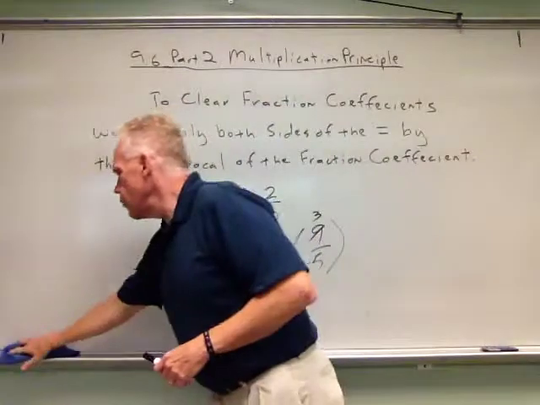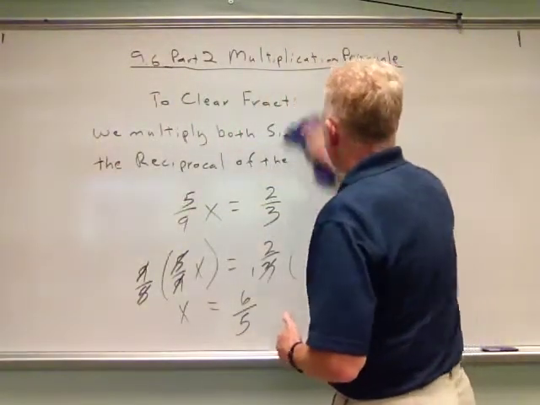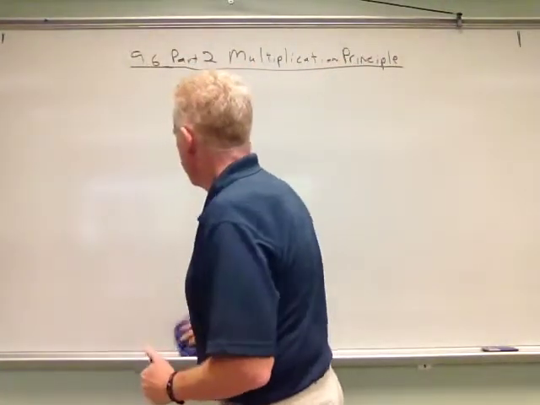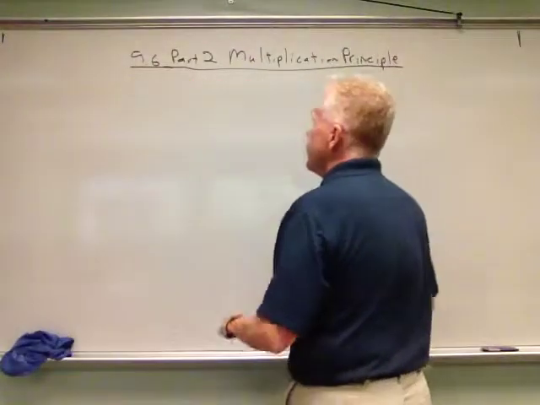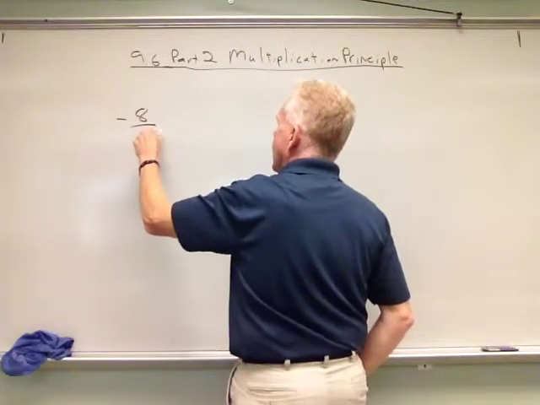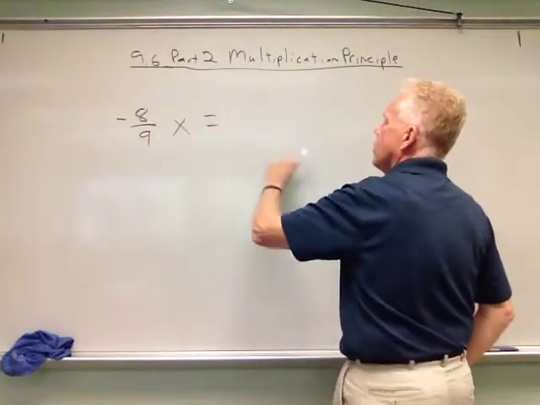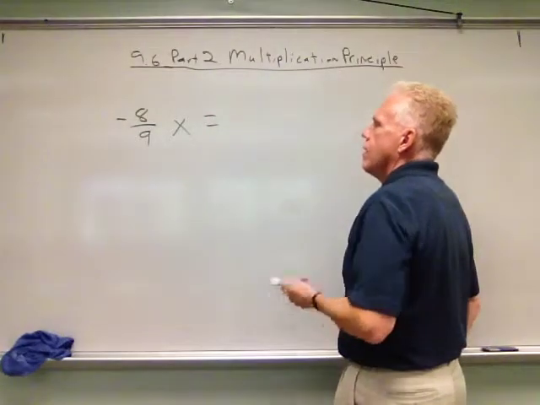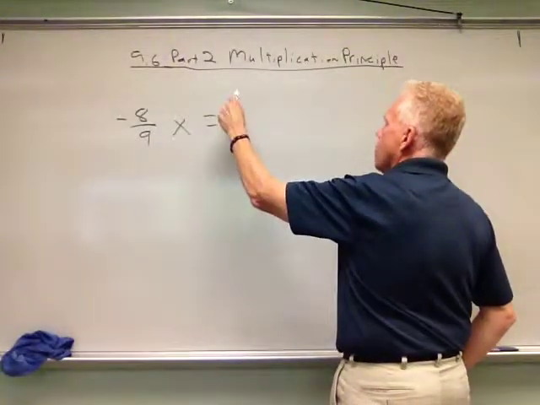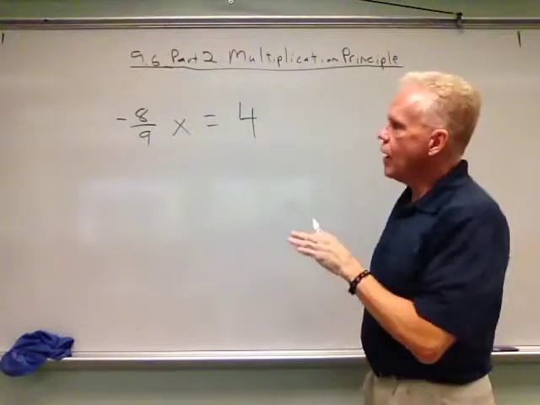Okay? Let's do another one of those so you can see a bit more about how that works. And this time we'll throw a negative in there. It won't really make a whole lot of difference, but let's do that. Negative 8/9 x equals 4.